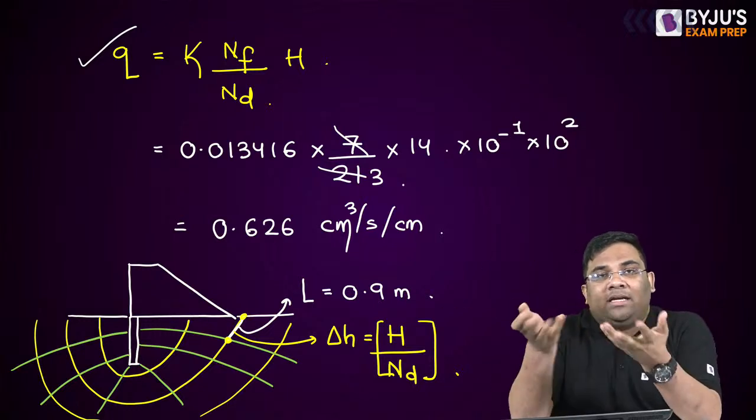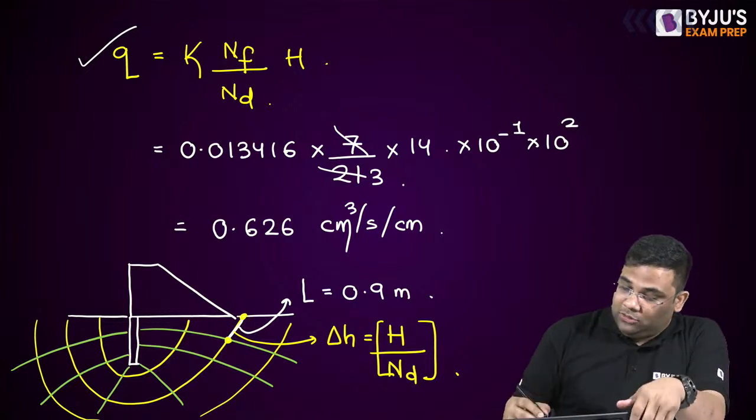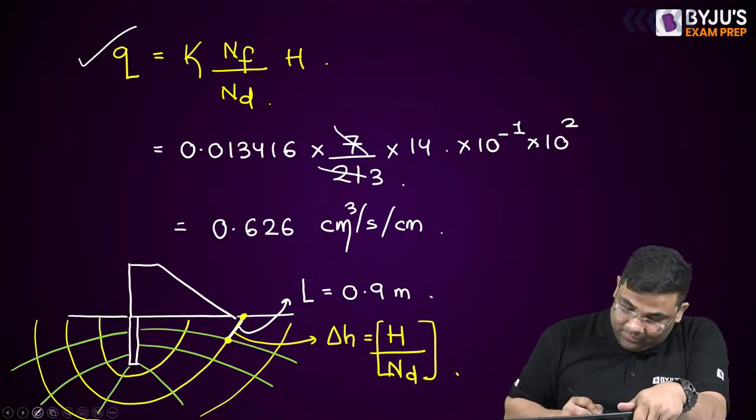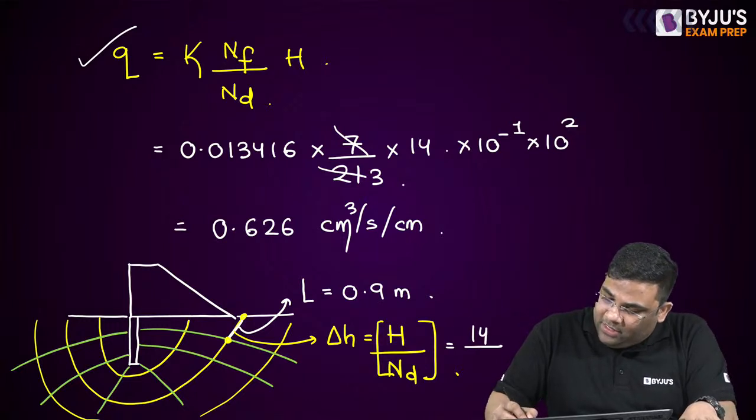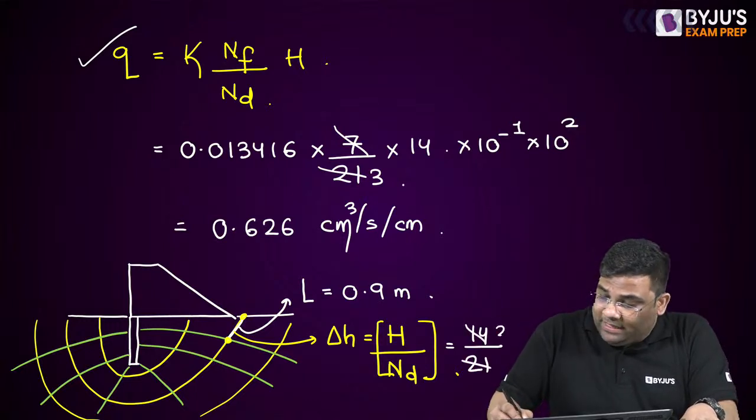So for the last one also we'll get the same, right? Yes. So this is what? H by ND. So tell me, how much will I get? I'll get 14 by 21, right? So I can say 2 by 3.